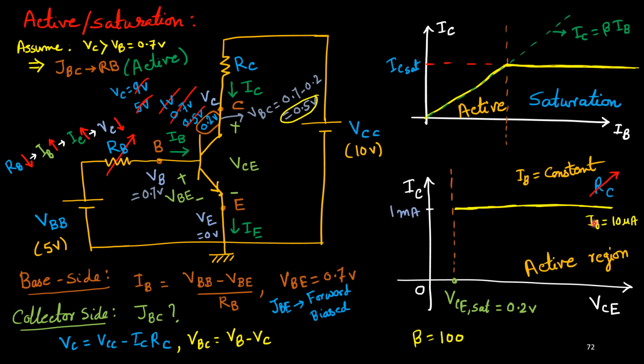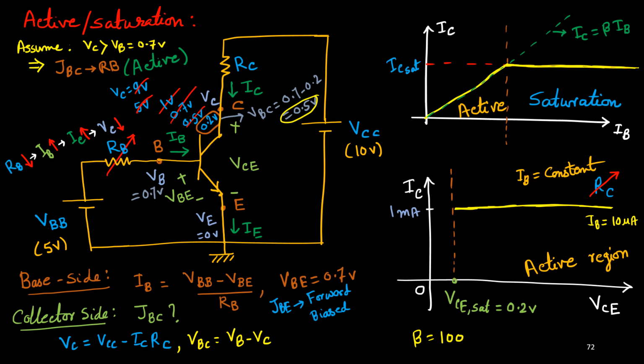Now I'll draw these things. For a particular IB, suppose IB equal to 10 microampere, and suppose beta equal to 100, so IC equals beta into IB, so 100 into 10 microampere means 1000 microampere means 1 milliampere. So IC equals 1 milliampere for any voltage level VCE. Okay, so whatever VCE is, if IB is constant, then IC is also constant. And that kind of situation you can get for different values of RC.